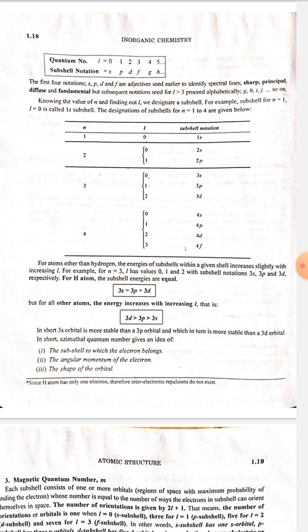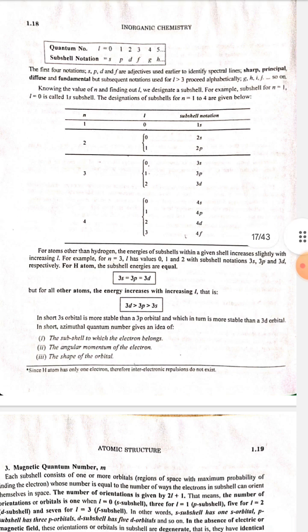Knowing the value of n and finding out L, we designate a subshell. For example, the subshell for n is equal to 1, L is equal to 0 is called the 1s subshell. The designation of subshells for n is equal to 1 to 4 is given below.